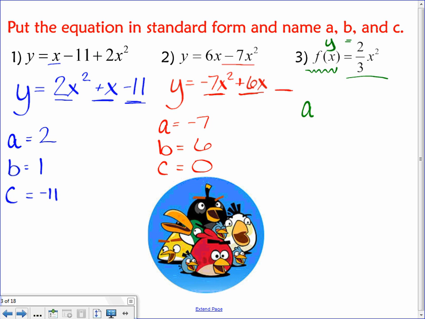All right, so my a value, the number in front of x squared, which is 2/3. B is the number in front of x, which I don't have one, so it's a 0. C, the number at the end, again, I don't have one, so it's going to be a 0. Okay, so standard form: your ax squared, then your bx, then your c. Whether you have a y or an f of x out in front, it doesn't really make a difference. It's just a way to name your equation.